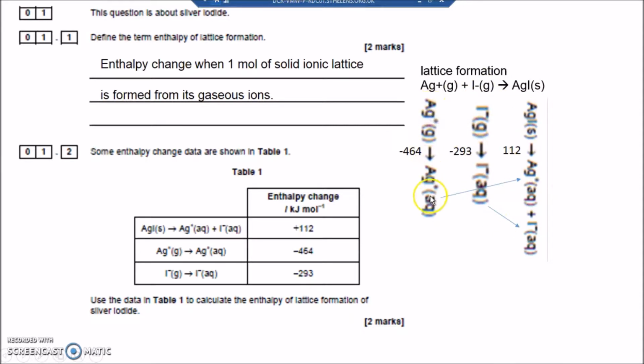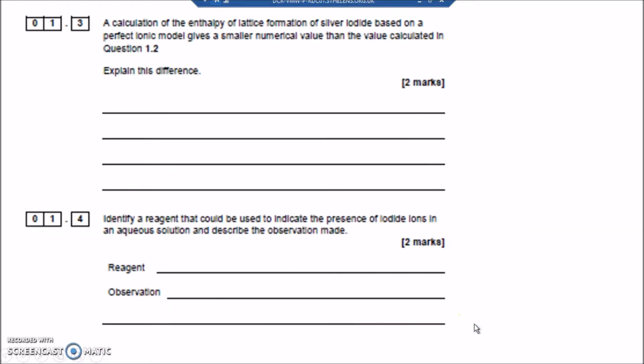I'm going down in the right direction. I've got the right number of particles, so I've got a minus 464 and a minus 293 to make these. Across here is nothing, and then I've got to reverse this sign to come back up here, so it's a minus 112. So it's minus 464, minus 293 and minus 112. I'll reverse this equation round: minus 869 kilojoules per mole.